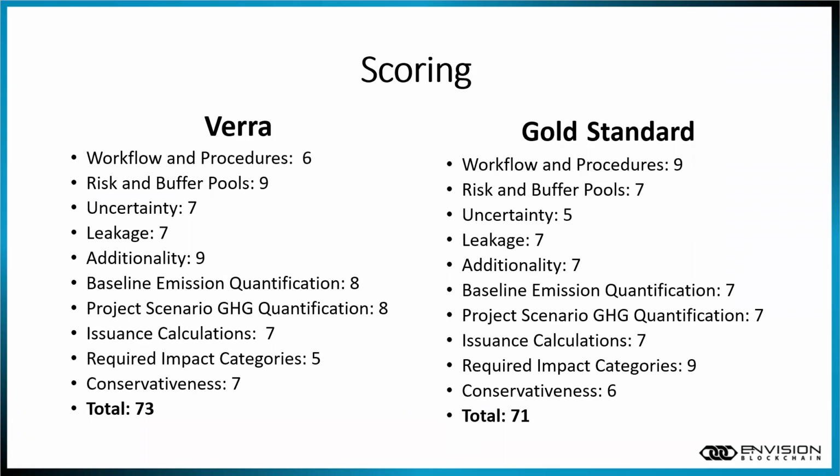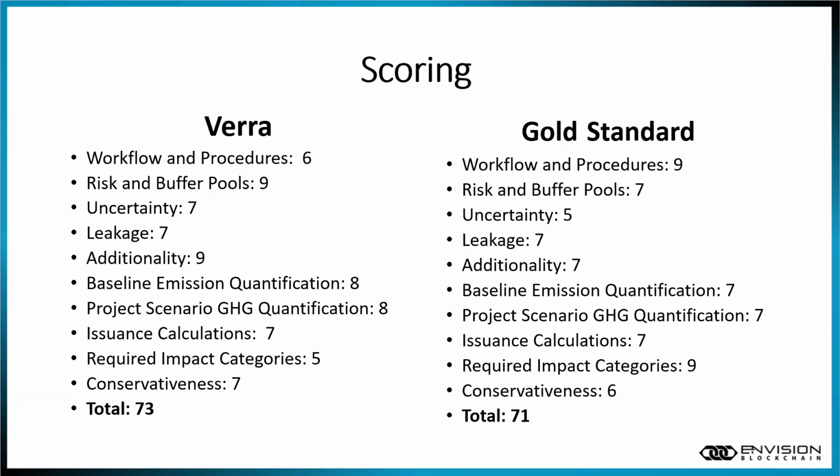So based on those factors, we awarded more points to Gold Standard for workflow and procedures. For risk and buffer pools, Verra has a more detailed process of assessing and rating risk, while Gold Standard uses a flat 20% deduction. For uncertainty, for Gold Standard projects under 20% uncertainty, which will include many projects, no uncertainty deductions will be accounted for.